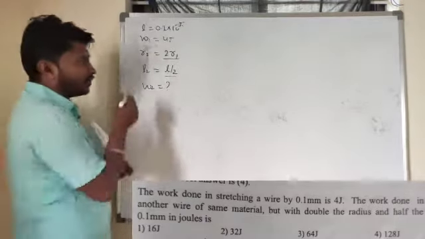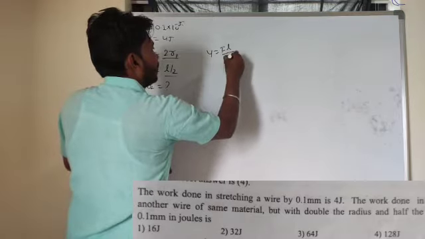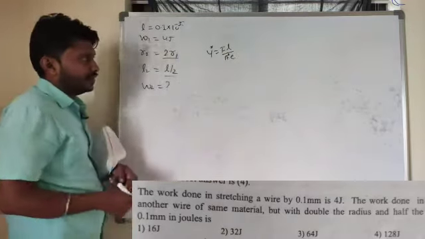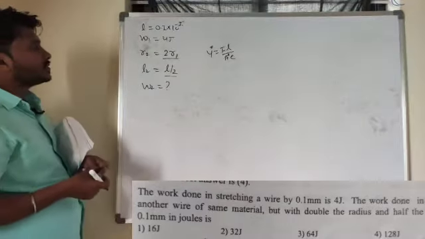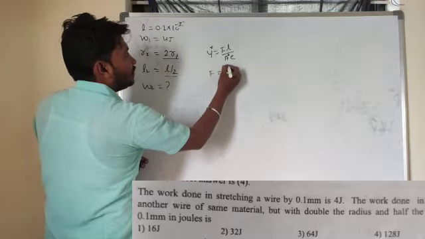So what is the connecting formula here? Young's modulus, Y is equal to F into L divided by A into E. So same material dimension here. So same material dimension means I have to find out that force value here. So force value is nothing but what?